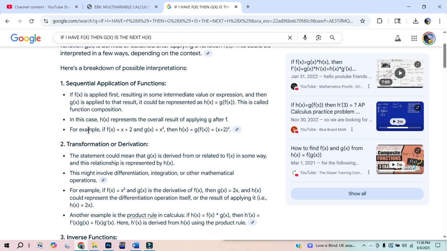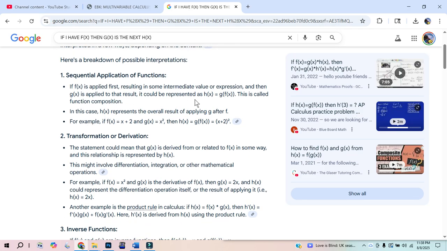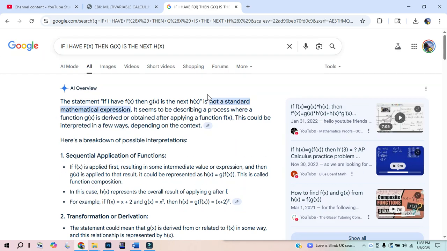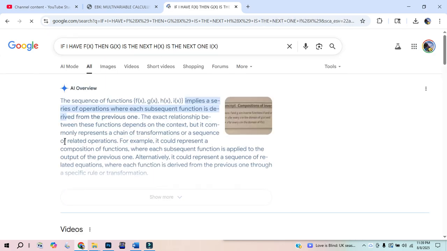It gives you some examples of when h of x would come up. If I have f of x and g of x, and I'm going to relate the two, we have this third parameter called h of x. And then I Googled the next one, i of x, and it probably freaks out again.